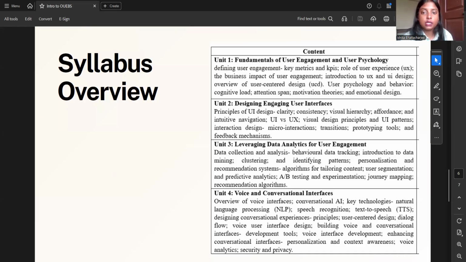We are going to learn cognitive load, attention span, motivation theories, and emotional design. So this is all the first unit covers.